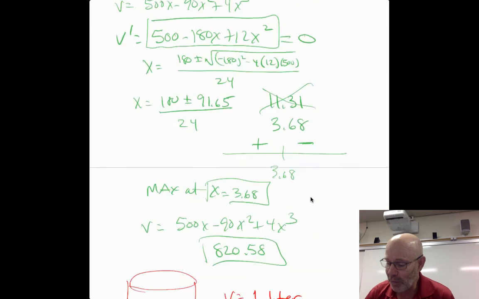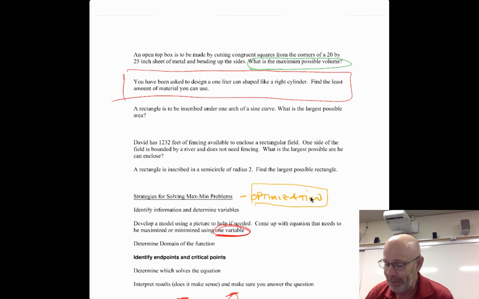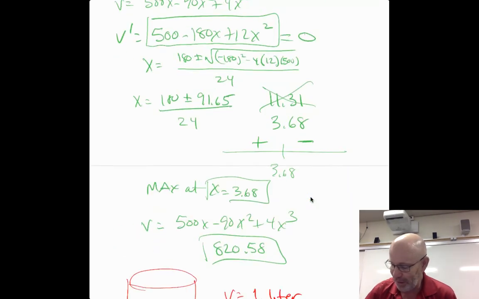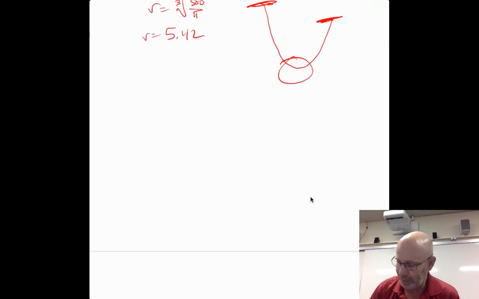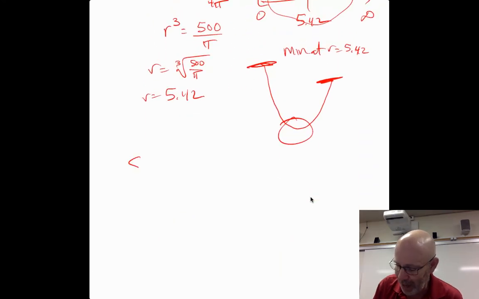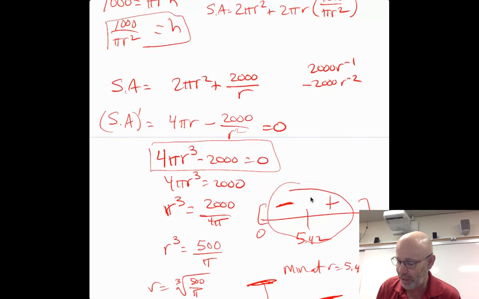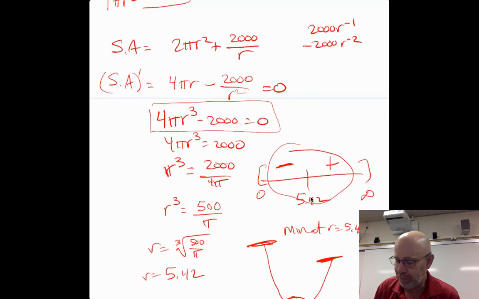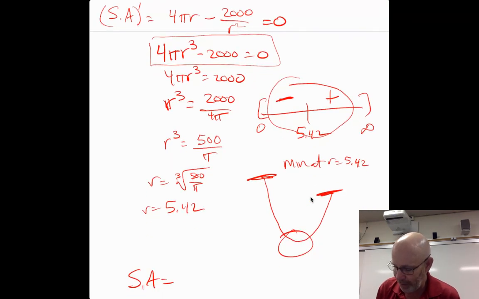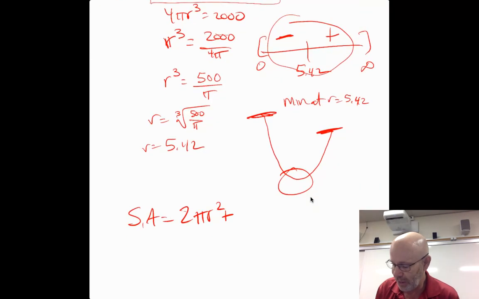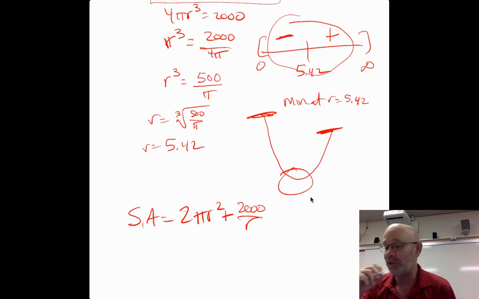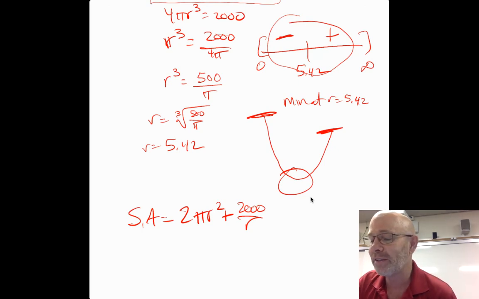Let's make sure we answer the question. The question was, find the least amount of material. So we actually have to find the surface area. So remember, I had a formula for surface area, which was 2 pi r squared plus 2,000 over r. Just plug that 5.42 in there. I'm just going to tell you what it is because that's a little silly.